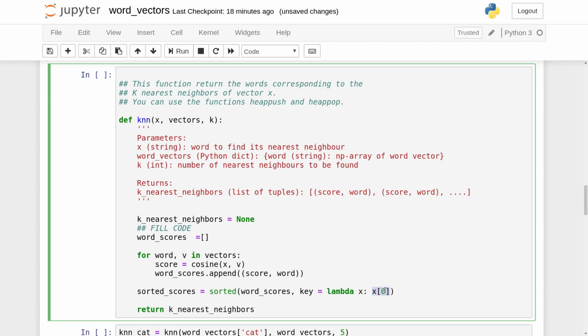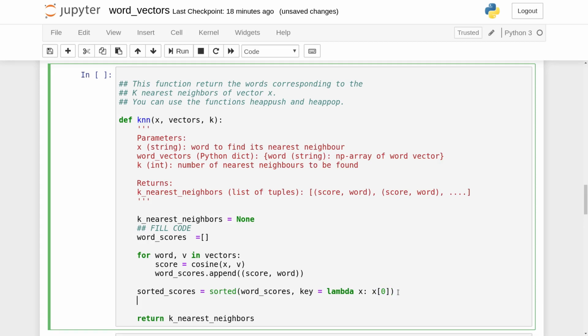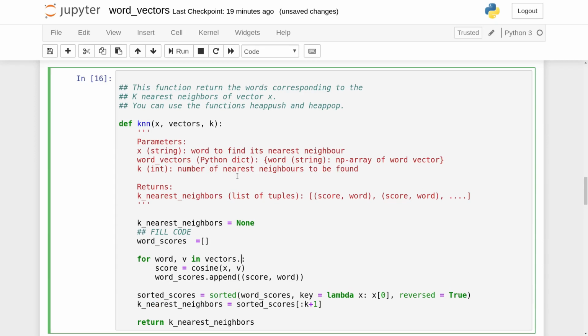So it's the score. What this sort method is going to do is sort the word scores based on the first element of x. All right. Now I'm going to return. Oh yeah, we would say here reversed equals true, because the default sorting is ascending, but I want it in descending order.